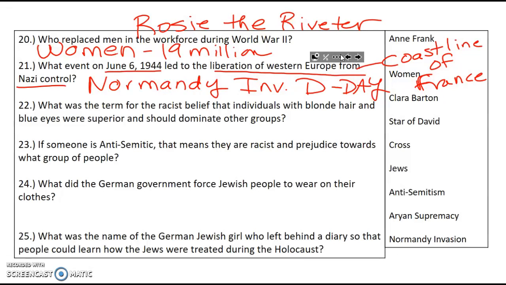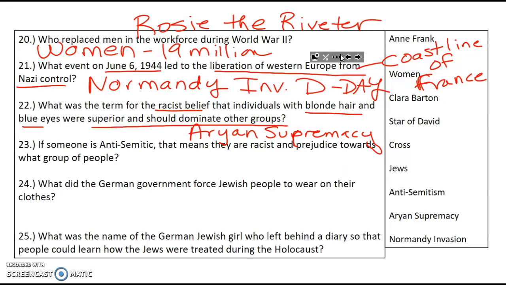22, what was the term for the racist belief that individuals with blonde hair and blue eyes were superior and should dominate other groups? And that belief was called Aryan supremacy.